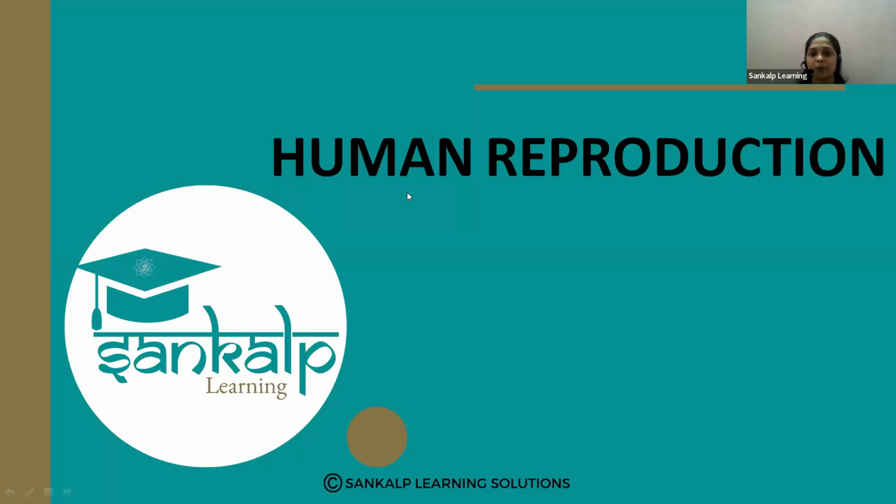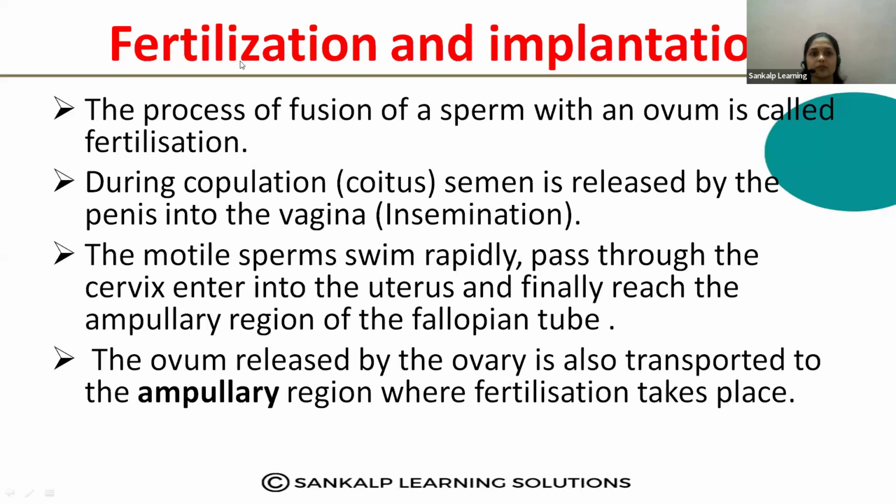In the last class, we studied about the menstruation cycle, spermatogenesis, and oogenesis. These three topics were covered in the last class. In today's class, we are going to study how fertilization takes place, how implantation takes place, and about the growth of the embryo. Let us start with the first topic, that is fertilization and implantation.